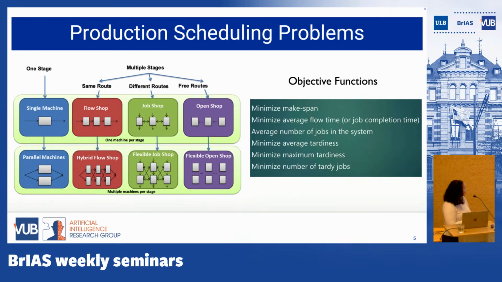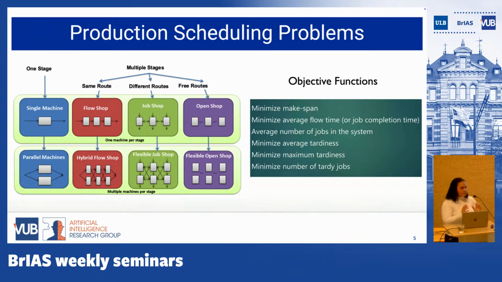So in the manufacturing scheduling scenario, we can have different types of problems and different objective functions as well. If we are talking about only one stage, if we have only one machine, then we are talking about a single machine scheduling problem. If, on the other hand, we have parallel machines, then this is the parallel machine scheduling problem. And when this type of scenario gets a bit more complicated and you have multiple stages, then we have to take into account what we are doing here.